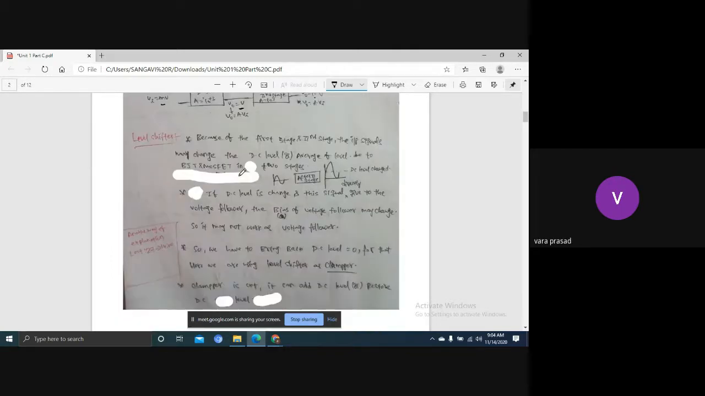Third stage, level shifter. Listen carefully. Third stage, the level shifter, I can also call it a clamper.